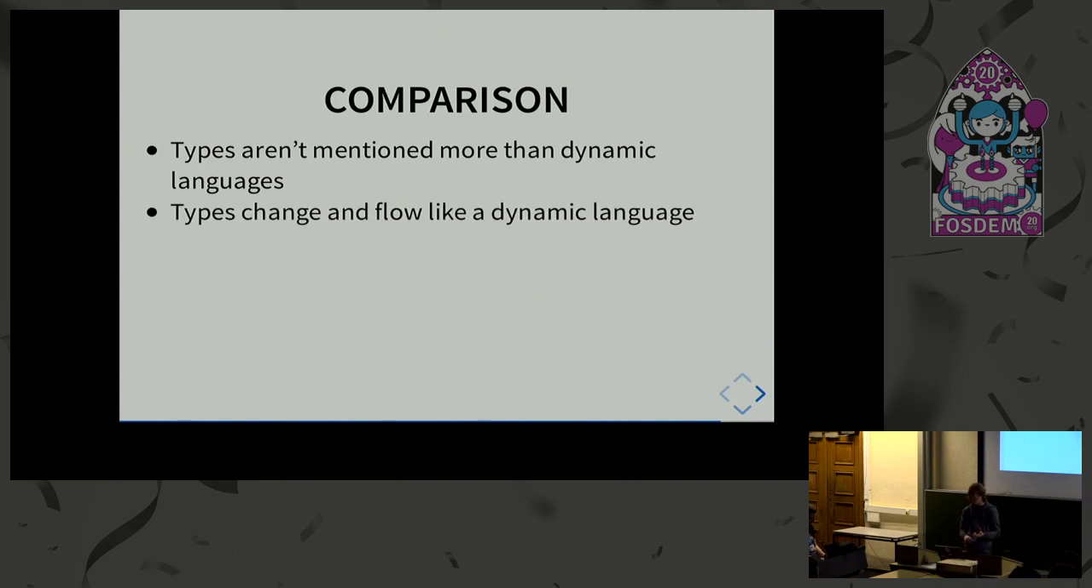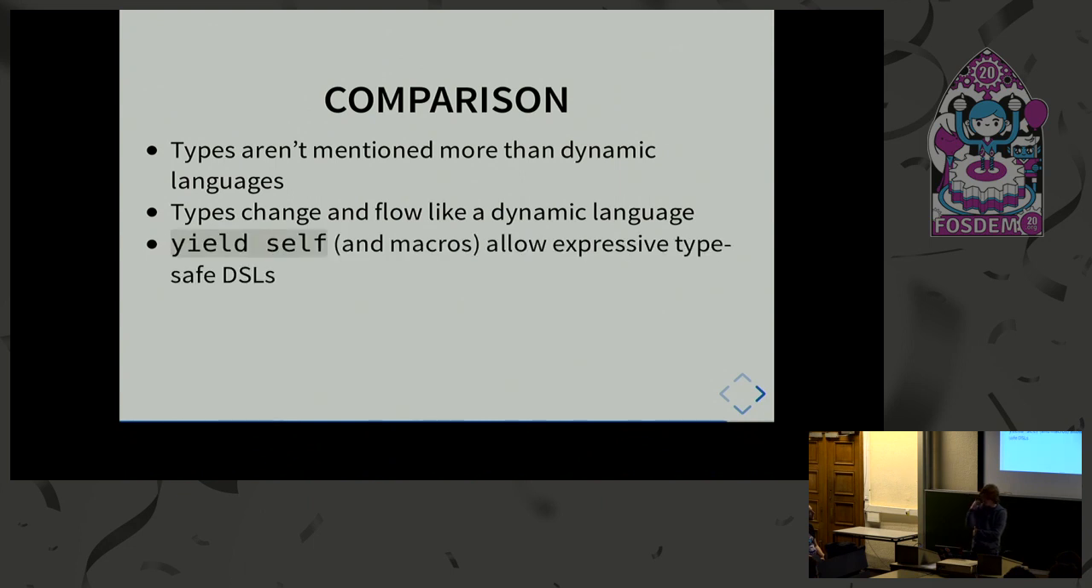Types change and flow like in a dynamic language, the flow typing that I've demonstrated in my examples. You don't have to think about one variable being one type. It can change throughout the course of a function, and you can write neat code using that, code which feels a lot more familiar to you as a dynamic language programmer. I haven't covered yield self, but if you look in the documentation, it's a very nice way to allow expressive type-safe DSLs in Crystal, which is something which I think Crystal excels at.